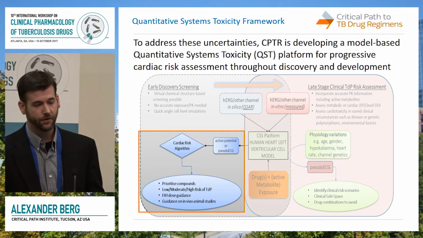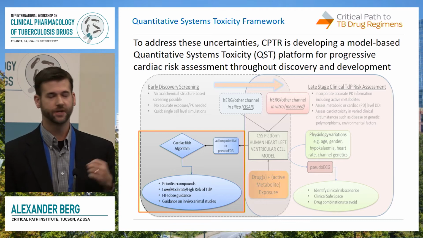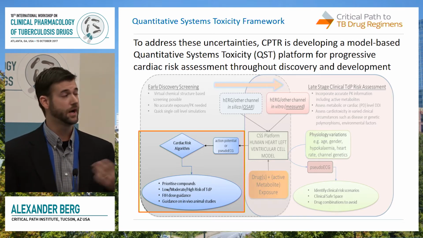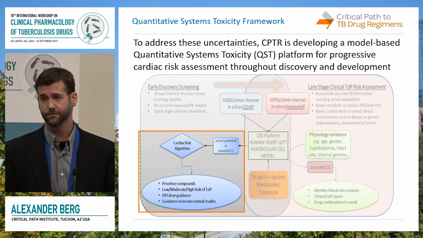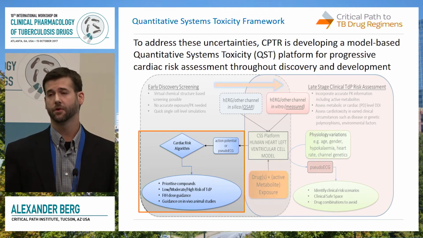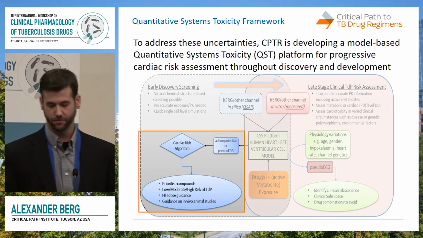Also, with first-in-human dosing, if you have a compound that is projected to have a potentially high risk of torsades, perhaps you may opt to have a greater safety margin with your first-in-human dosing or include more thorough cardiac monitoring, for example, digital Holter monitoring in your first-in-human study.